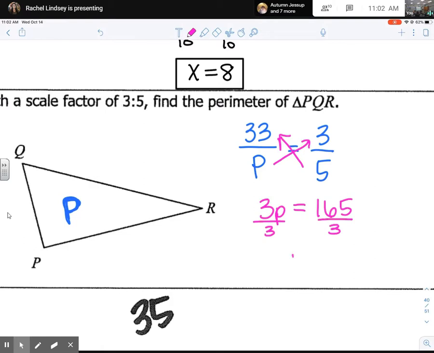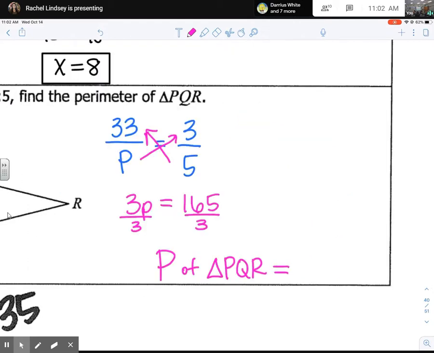And the perimeter of triangle PQR, I did it a different way. Still got the right answer. I did it in my head. I just did 33 divided by 3. They got 11 divided by 5. I've never done it before. Just thinking. You just do math in your head. It's the same process, you just do it in your head. And so the perimeter of PQR is 55.